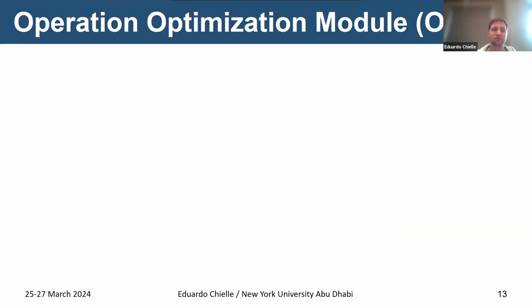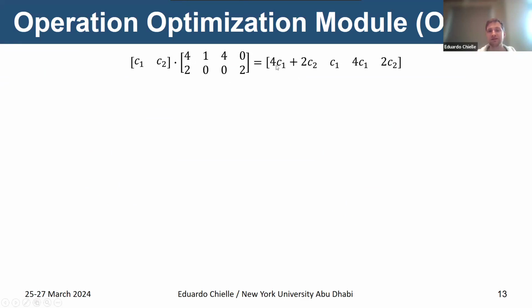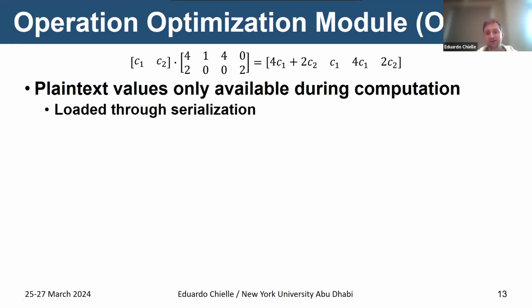The other thing we do is the operation optimization module, where I will start with an example. So we have a vector-matrix product of an encrypted vector and a plaintext matrix. And we can see that some operations here can be reused, like for C1, it's reused, 2C2 is also reused. This could be easily solved by compilers with common subexpression elimination, but the thing is that in FHE, plaintext values are usually loaded through serialization, so they are only available during computation. You don't know them at compilation time. So we want to do this optimization dynamically.